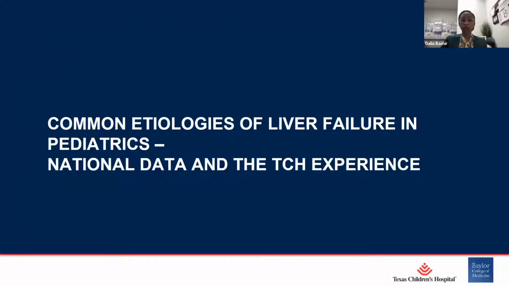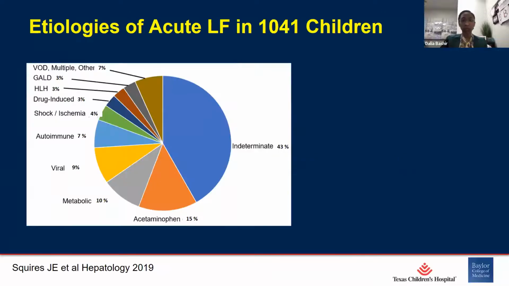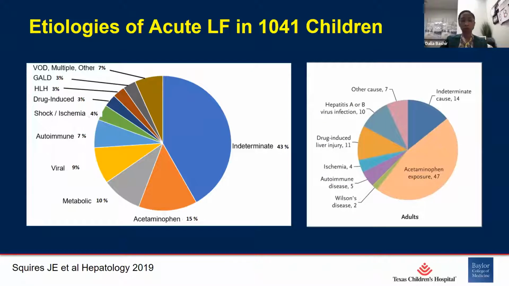So what are some of the common etiologies of liver failure that we see in pediatrics? What I'll represent is both national data and some of our data from our experience at Texas Children's. Squires et al. published data on about 1,000 children who presented with acute liver failure, and you will see that the vast majority, about 43%, are indeterminate. Some of these now qualify and are being looked at as a pathologic immune activation phenotype. Acetaminophen constitutes the next group at about 15%, and then metabolic disorders about 10%, which is different than the adult population, where acetaminophen certainly is the most common reason for acute liver failure.